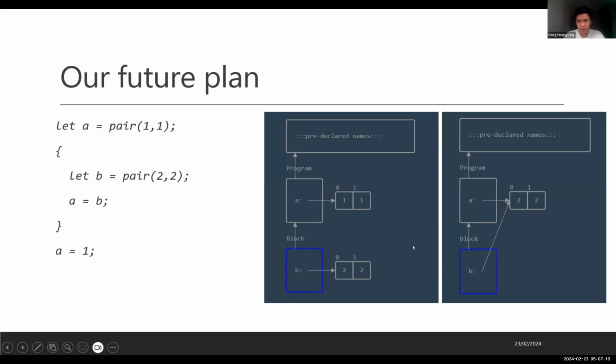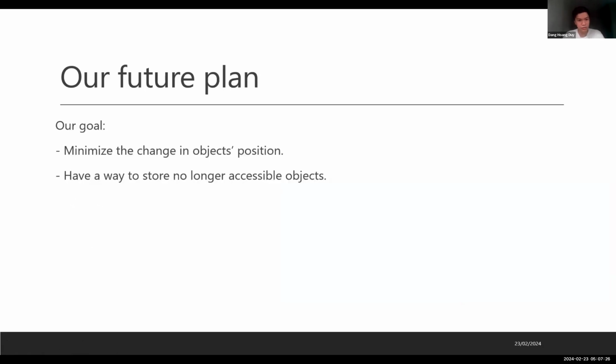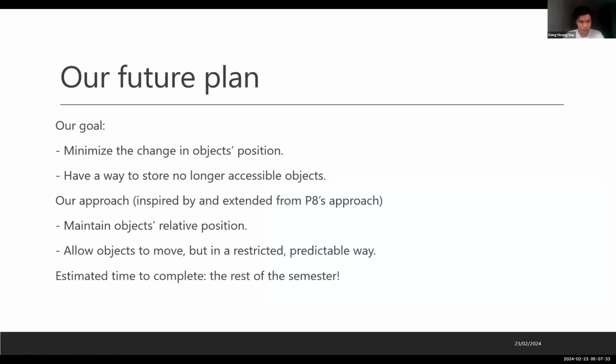We have discussed it with Prof. Martin Henz, and we all agree that this is undesirable. So our goal is to minimize the change in objects' positions, and we also need a way to store no longer accessible objects. The approach that we chose, extended from the other CSE machine group's approach, is to maintain objects' relative position, which means that we still allow objects to move, but in a very restricted and predictable way.